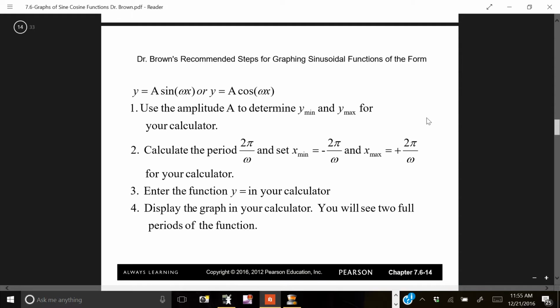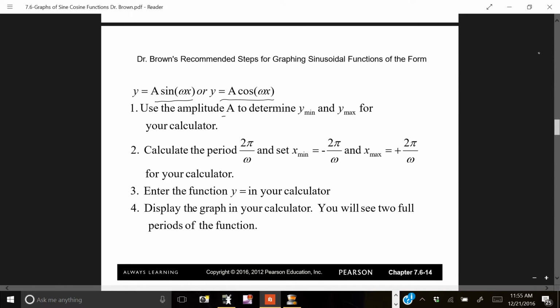So here is my suggestion, or steps for graphing a sinusoidal function of the form y equal a sine of omega x, or y equal a cosine of omega x.